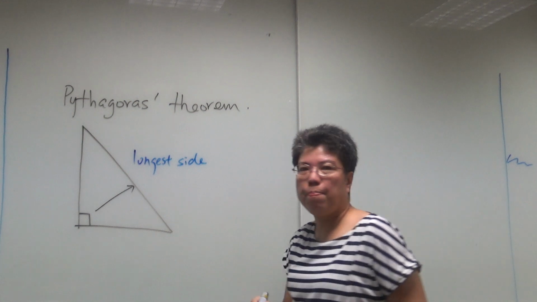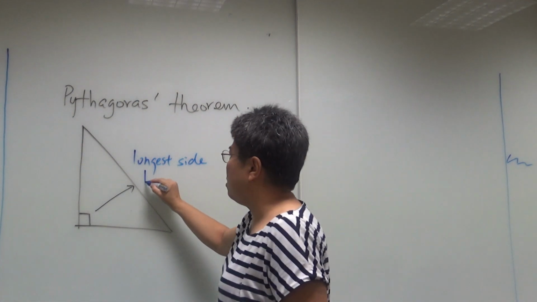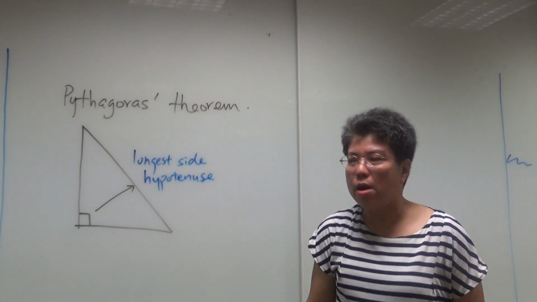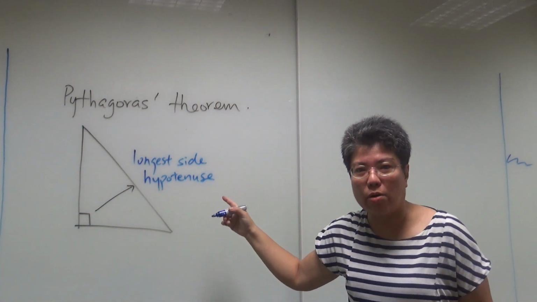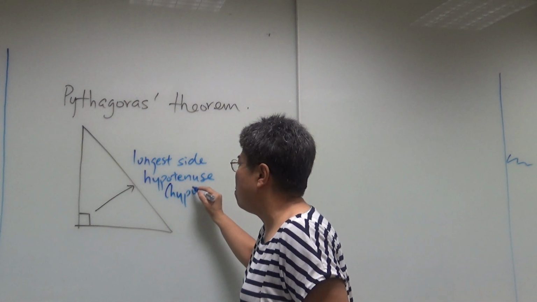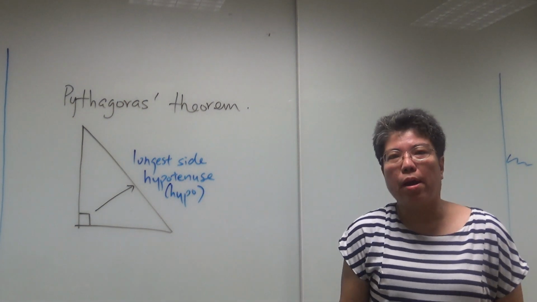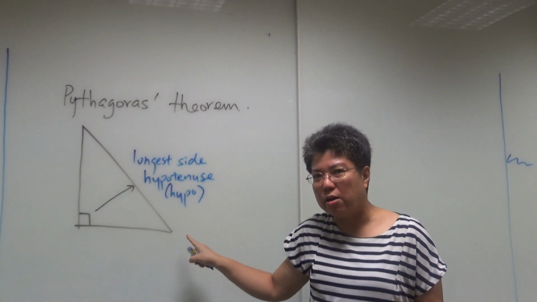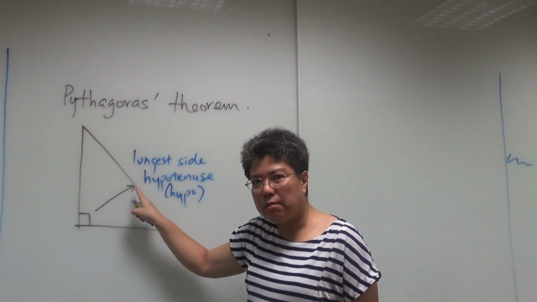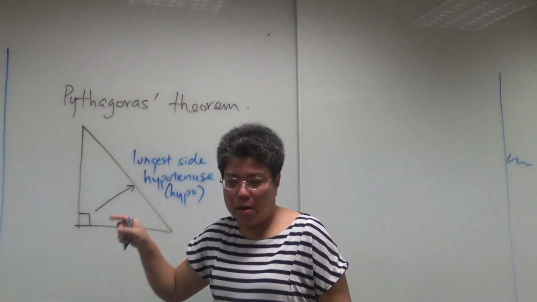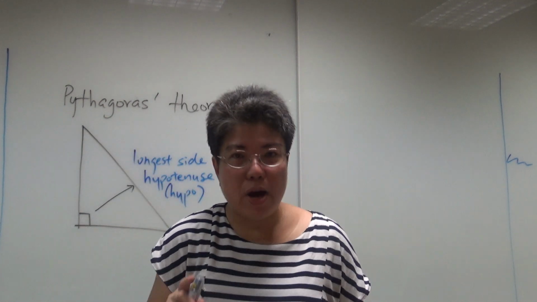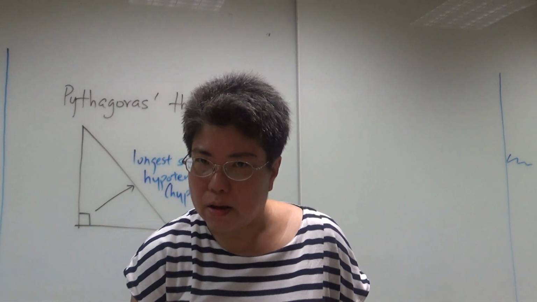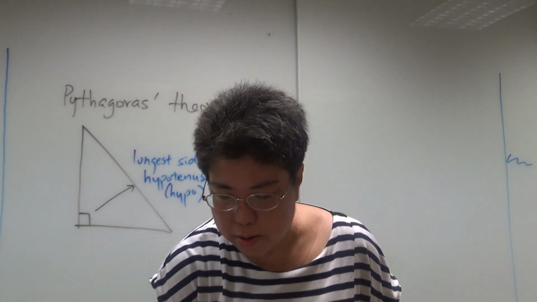Now, the side that is opposite the right angle will be the longest side, and there's a name to it. It is called the hypotenuse. Because it's too long to pronounce, we will short form the word to hypo. That means hypo is the longest side of the right angle triangle, and it is opposite the right angle. If you refer to your textbook, page 196, 197, it will explain to you what it means.